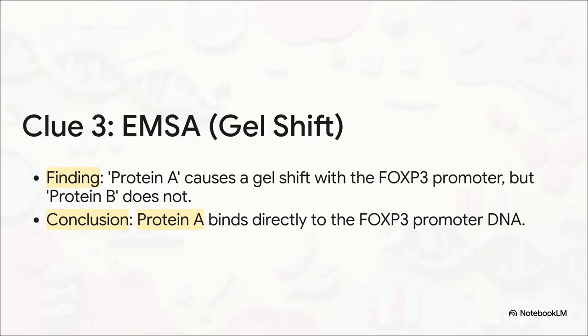And finally, our third clue, the EMSA. This is the experiment that gives us our prime suspect. We test 2 different proteins, A and B, to see if they can bind directly to the FOXP3 promoter. And look at that. We get a clear gel shift with protein A, but nothing with protein B. This points the finger directly at protein A as the factor that binds our promoter.